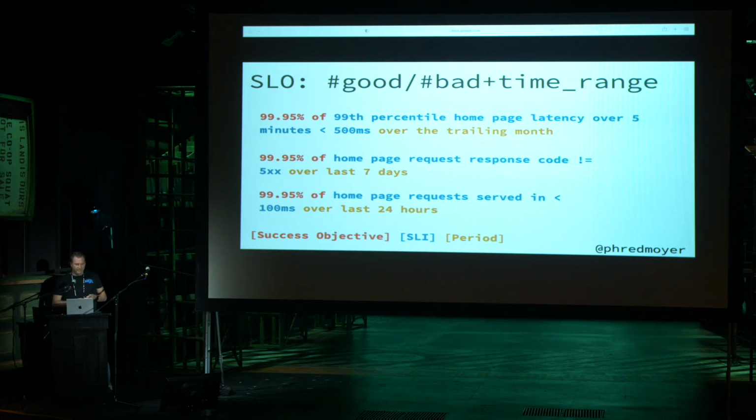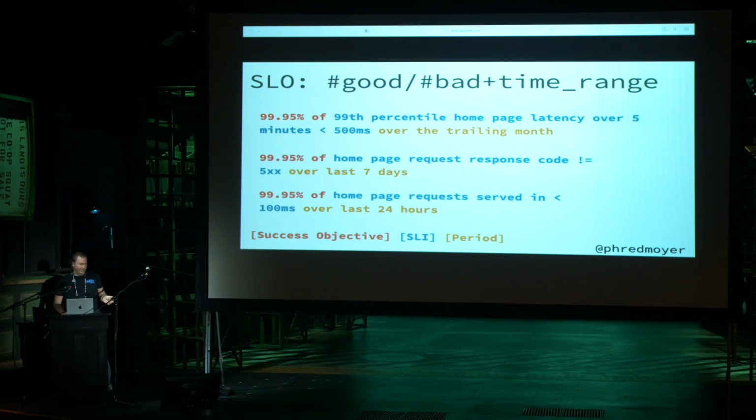A few examples here. 99.95% of 99th percentile homepage latency over 5 minutes is less than 500 milliseconds over the trailing month. It's a little bit of a mouthful on that one. Similarly, you can do the same approach with response codes or individual homepage, individual service requests. I tend to favor the latter approach, measuring individual requests as events rather than taking aggregates over a time range, and I'll go into why on that a little bit later.